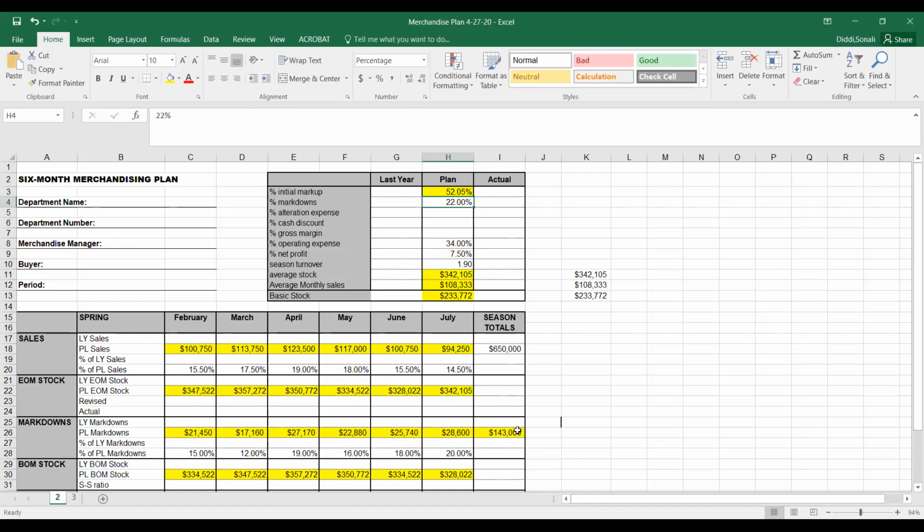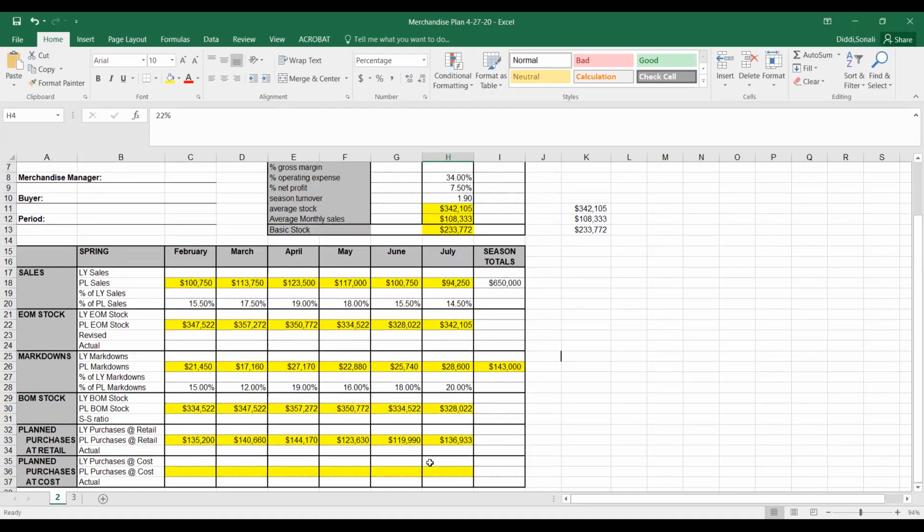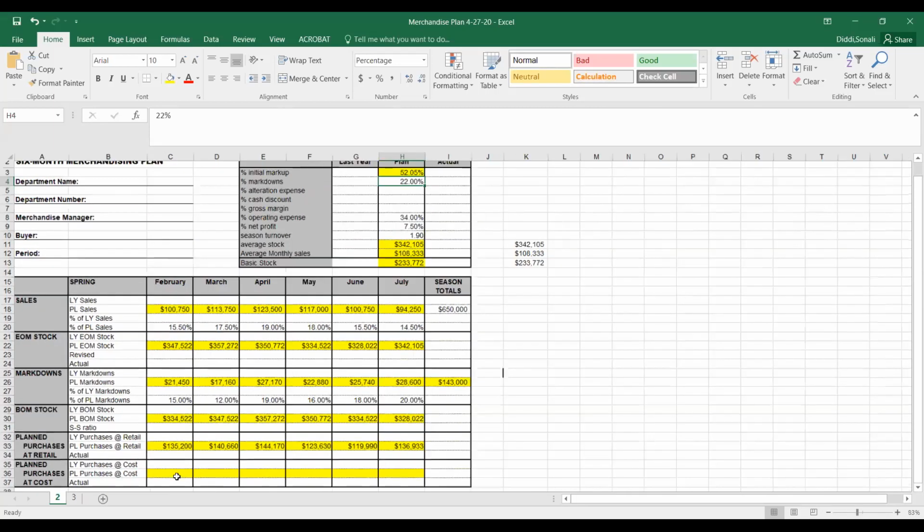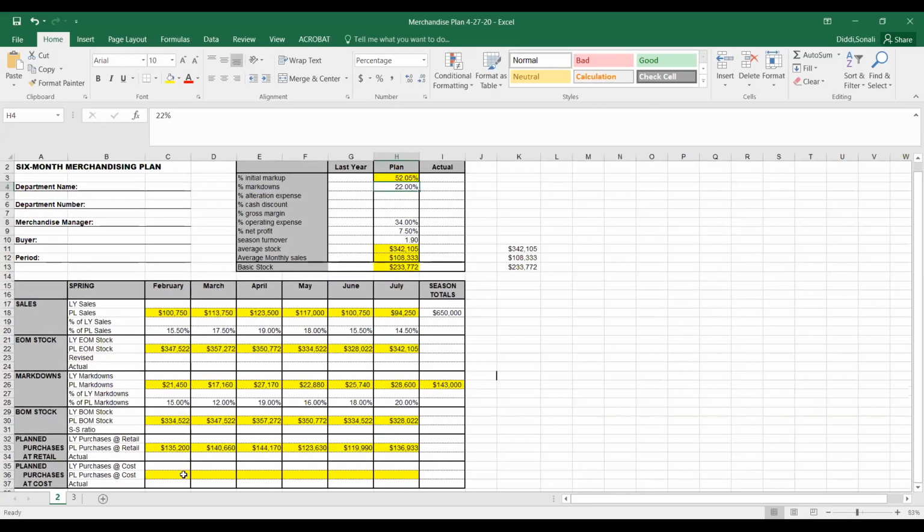Once you do your markup percent, you can go ahead and finish your planned purchases at cost. Remember, it is planned purchases at retail times 1 minus initial markup percent.